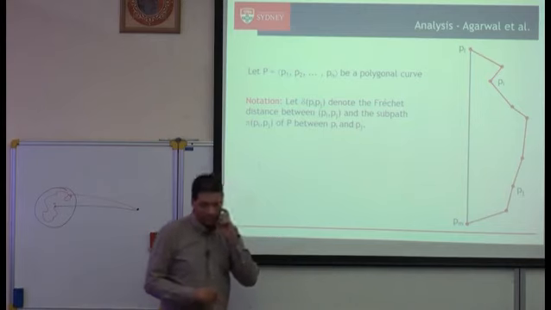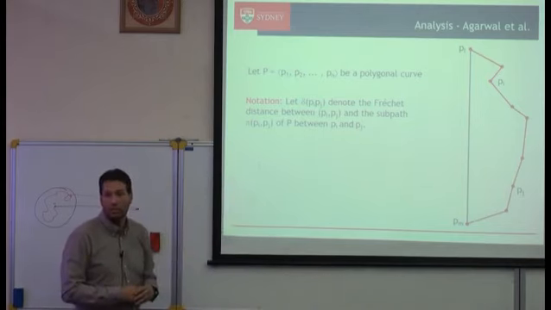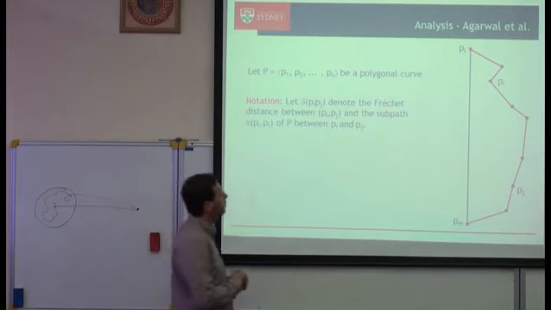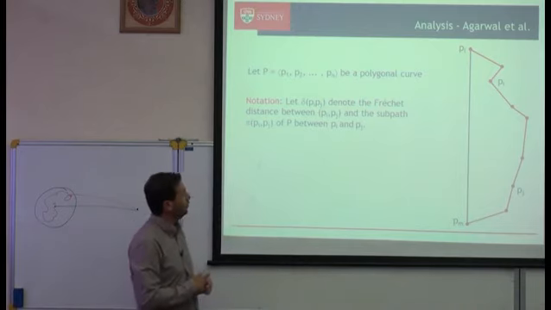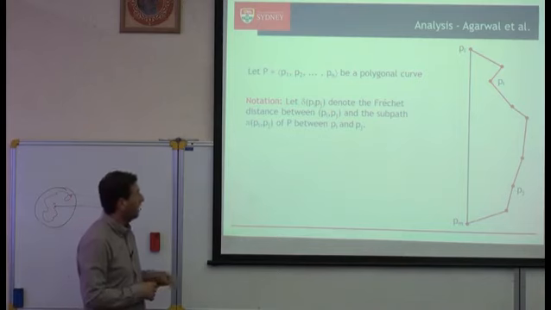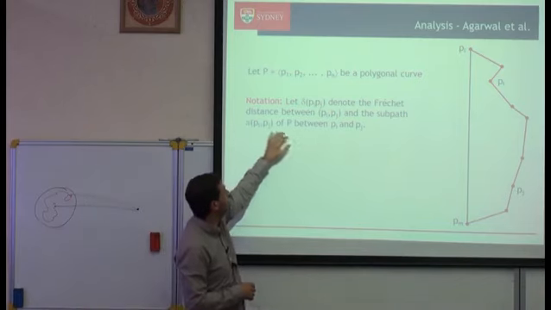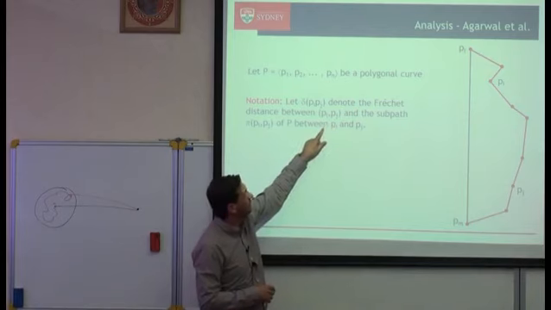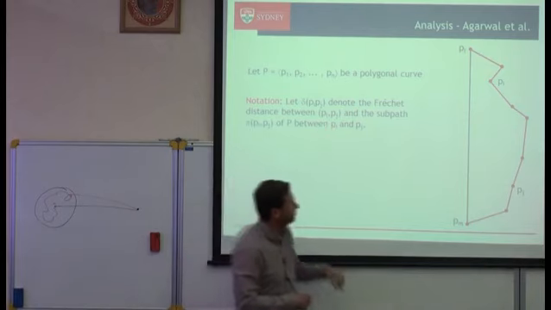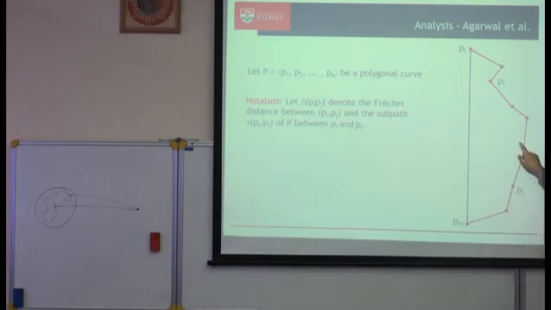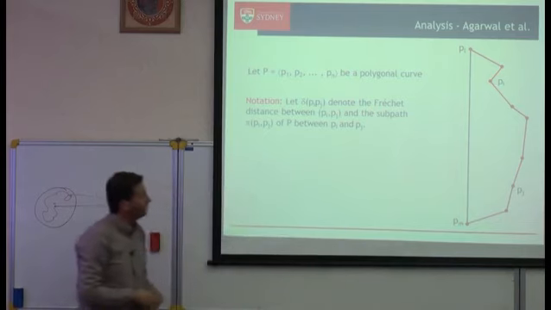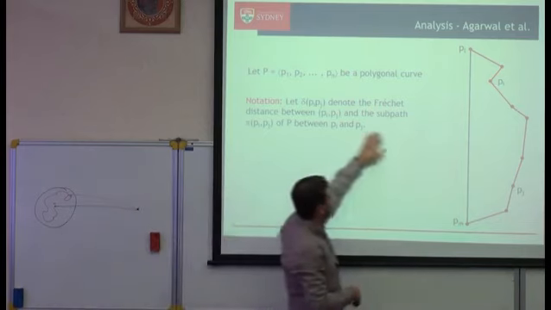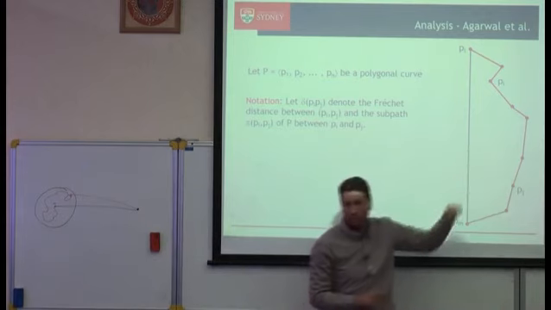Okay, so this is a little bit tricky, but I think it's quite a nice argument, and it shows how you use the Fréchet distance in the proofs. So I'm given a polygonal curve with n points, and I will denote by delta of pi pj the Fréchet distance between the edge between pi and pj and the subpath. I will denote by the path of pi and pj the subpath of the input path between pi and pj. So delta of pi pj is just the Fréchet distance between this segment and this path.